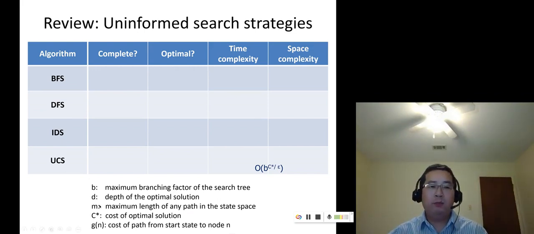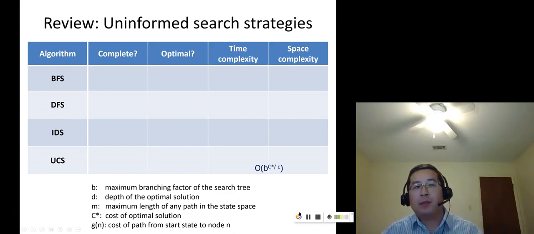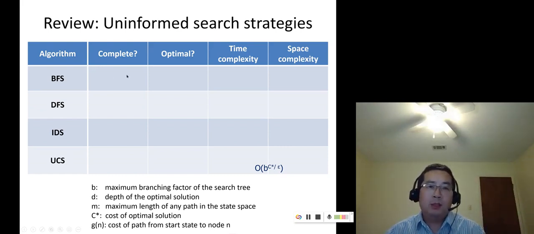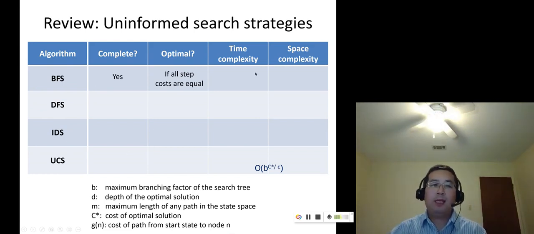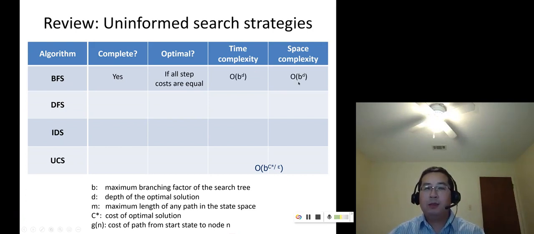Then we know b is the branching factor, the maximum branching factor, d is the depth of the optimal solution, m is the maximum search path length, and C star is the cost of the optimal solution. g(n) is the cost of the path from the start state to node n. So BFS, we know it's complete. It is optimal if all the steps are equal, that means uniform. But if it's not, we cannot use this one. We need to use UCS. Time complexity is b to the power d, correct? And then space is the same.